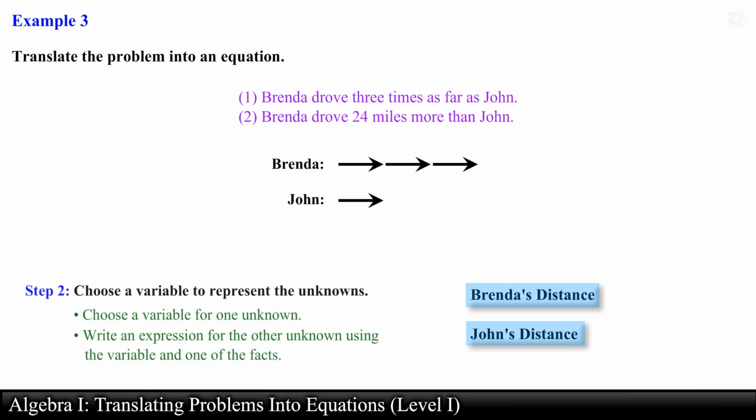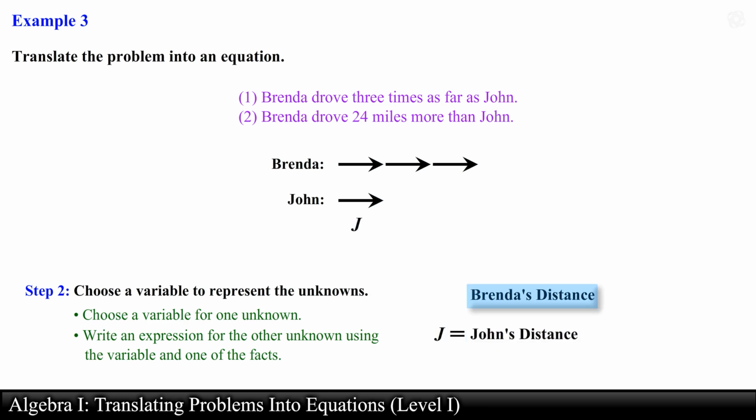Next, we need to assign variables to these unknowns. Once again, let's determine which of the 2 unknowns we have little to no information on. Notice that we have sentences that relate Brenda's distance to John's distance, but not the other way around. We have no idea what John's distance is, or how it is related to Brenda's distance, so we will assign this quantity as our variable, and we will use the letter j.